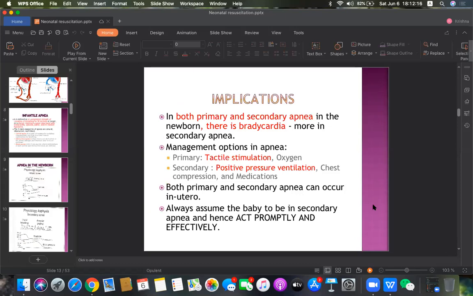Now, in both primary and secondary apnea, bradycardia is a common finding, but hypotension occurs only in secondary apnea. Okay, that's the point I have been repeating a lot of times, and that shows its importance, because once you start working in a delivery room as a doctor, you need to know these things: when to do resuscitation, when to do just stimulation of the baby. This is very, very important.